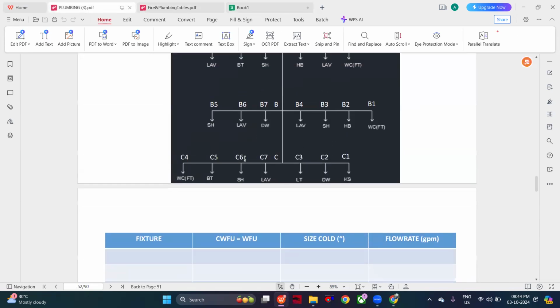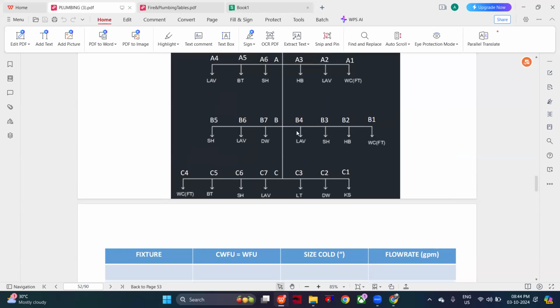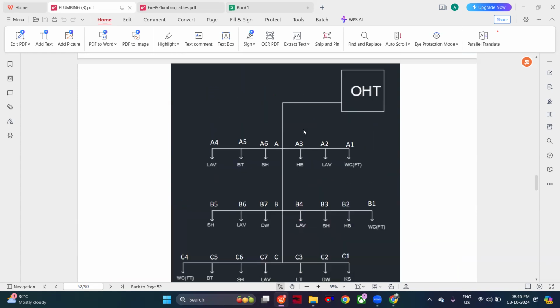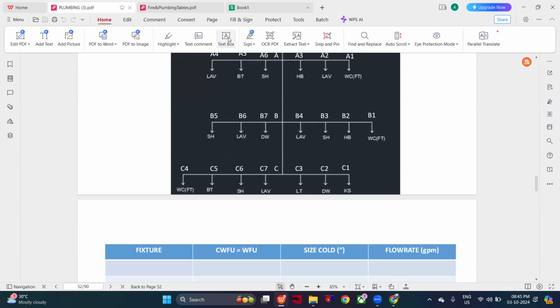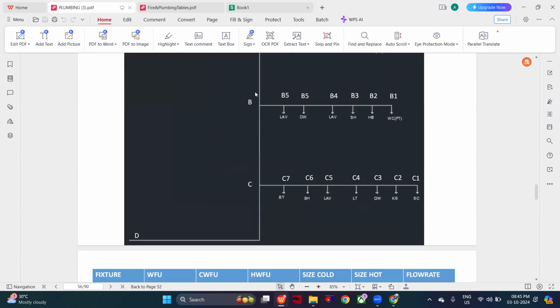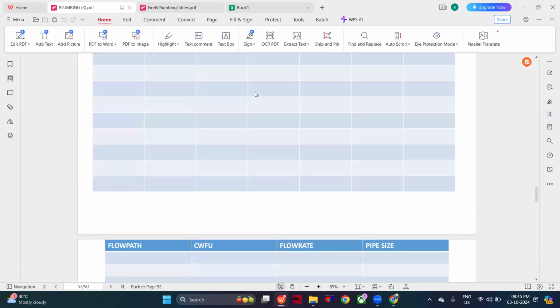Next one is C7 to C6, C to C7. Then from here, C2 to C1, C3 to C2, C to C3. Then B to C again, B6 to B5, B7 to B6, B to B7, and B2 to B1, B3 to B2, B4 to B3, B to B4. So this is the kind of path you have to follow. Understood? So this is the idea.